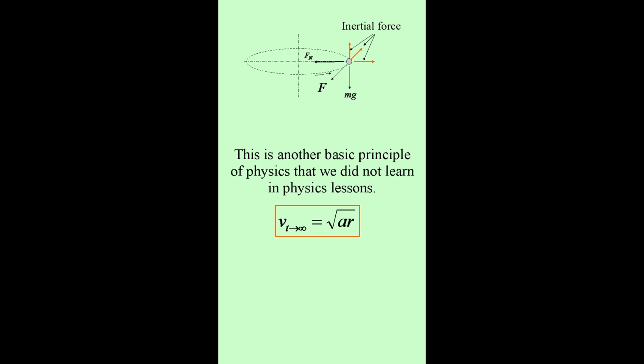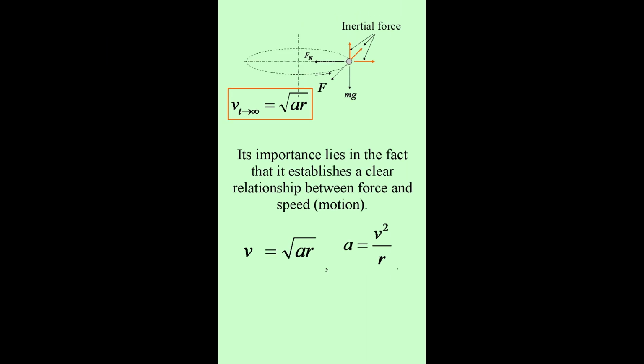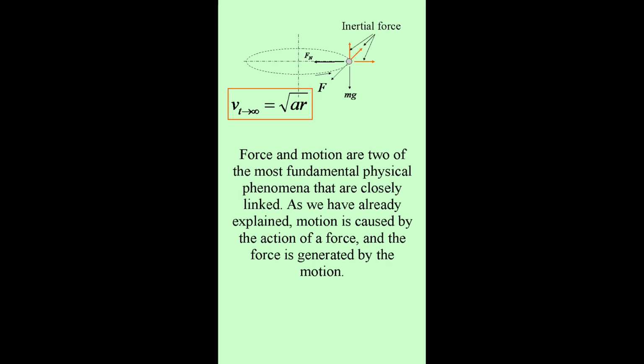This is another basic principle of physics that we did not learn in physics lessons. Its importance lies in the fact that it establishes a clear relationship between force and speed, motion. Force and motion are two of the most fundamental physical phenomena that are closely linked. As we have already explained, motion is caused by the action of a force, and the force is generated by the motion.